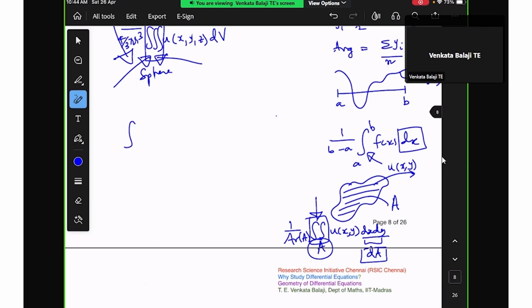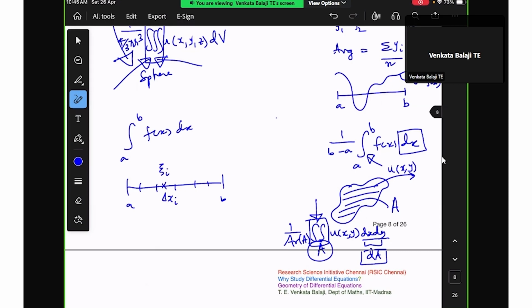So how do you define the integral from a to b of f(x) dx? Basically, what you do is you take this interval a to b and partition it into pieces delta x_i, and in each delta x_i you choose a point x_i. You take the function value at x_i, multiply it with delta x_i, and then you do the summation over i. Right?